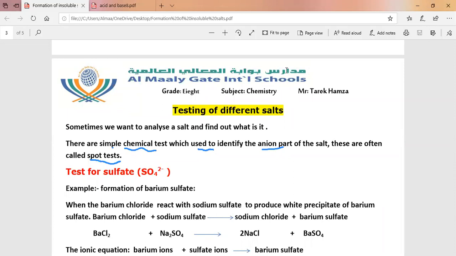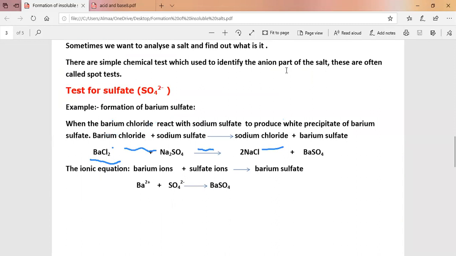and the negative ions found in a chemical reaction. Like in this example, when I want to form barium sulfate by using barium chloride and sodium sulfate. The positive ion here is barium, and the negative ion here is the sulfate group, to form barium sulfate. So I wanted to know what the positive and the negative ions are.